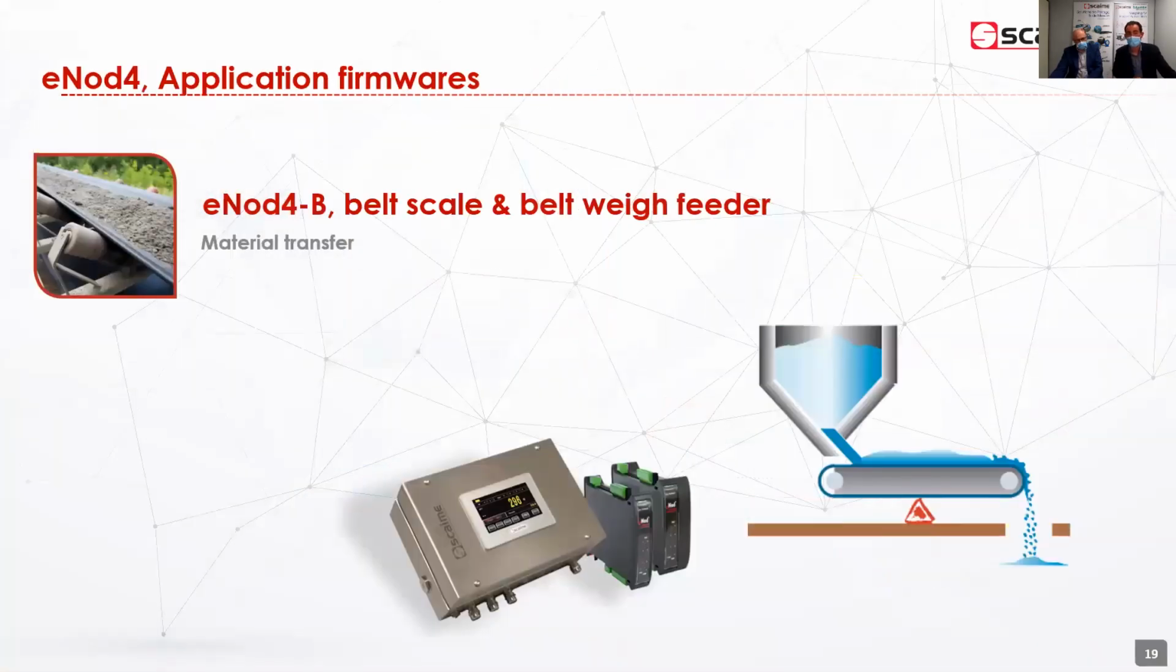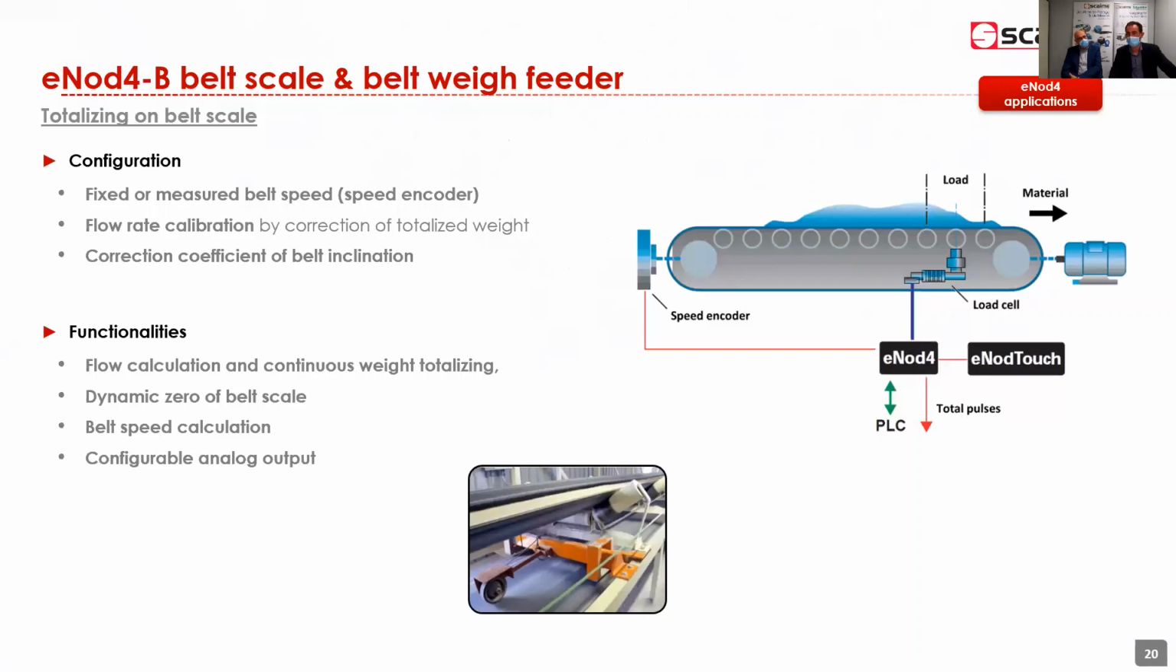Let's now go on with the eNod4B, so B like belt, which is designed for belt weighing. This firmware version is very different from the previous one because this version is dedicated to flow rate control. We control not only the weight but also the flow of material. So the eNod4B integrates 2 different modes. A first mode is a totalizer mode, which is used to make a totalization of the product.